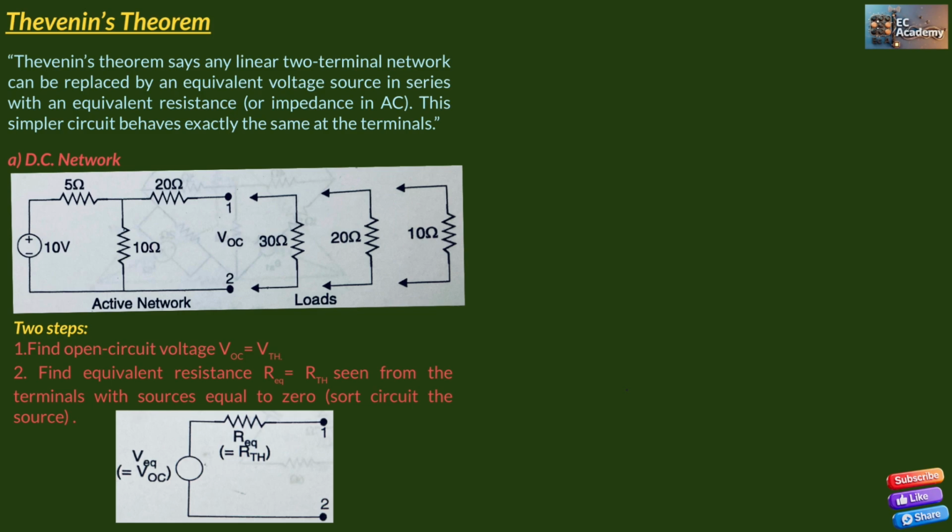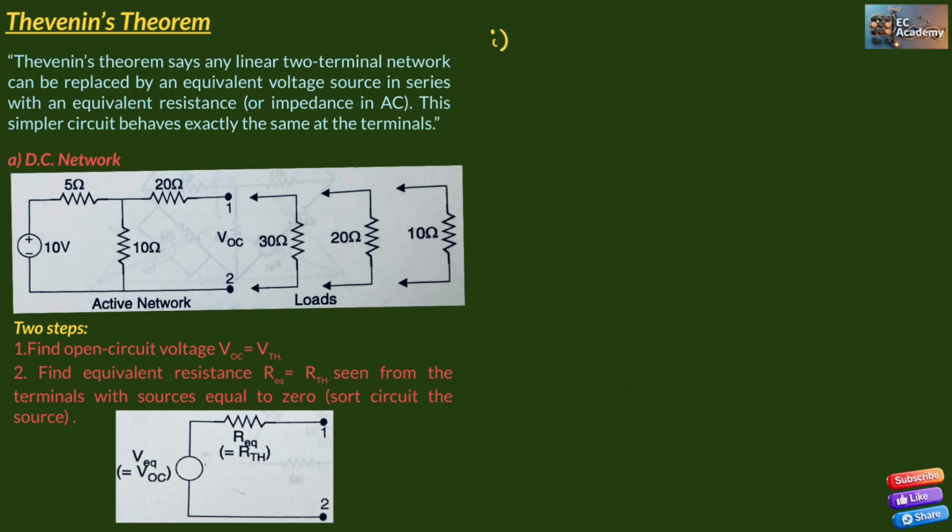To find Thevenin's voltage and Thevenin's resistance, there are two important steps. First, we need to find the open circuit voltage VOC, which is nothing but Thevenin's voltage. Then we need to find the equivalent resistance R equivalent, which is RTH, Thevenin's resistance, that is seen from the terminals with source equal to 0, which means we need to short circuit this source and find the equivalent resistance.